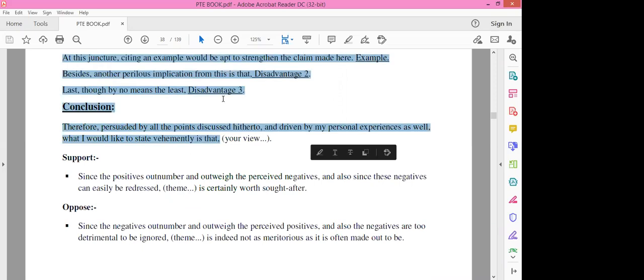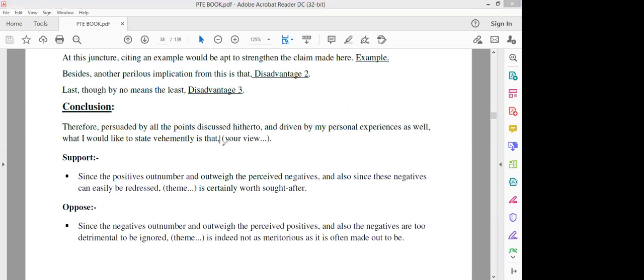Please remember this. Do not try to write your view. This is not there. Your view is this one only. Or you may write, you do not find it advantageous. You find disadvantage. You will write, since the negatives outnumber, just the opposite. Since the negatives outnumber and outweigh the perceived positives, and also negatives are too detrimental, dangerous, to be ignored.